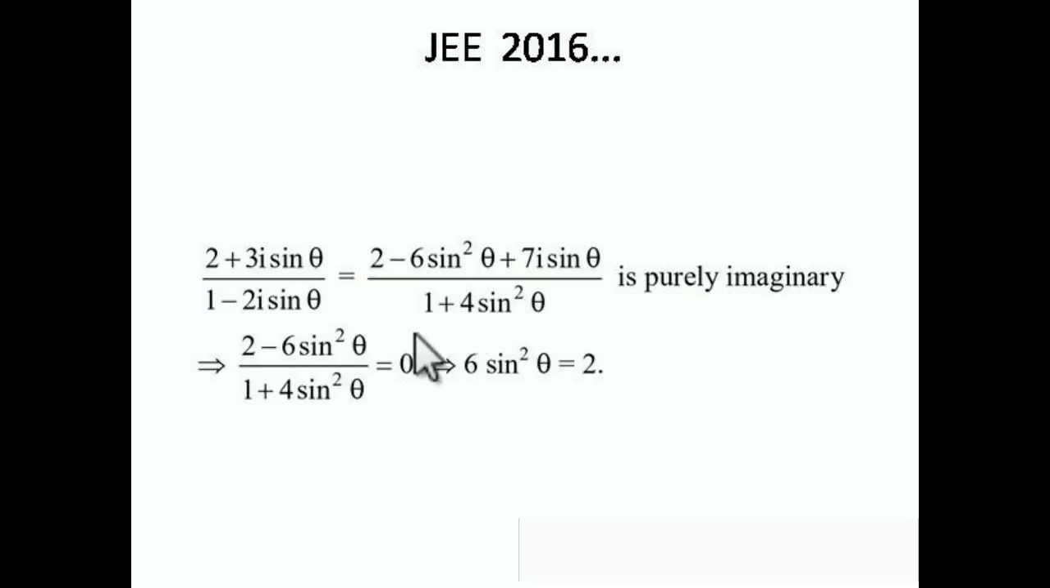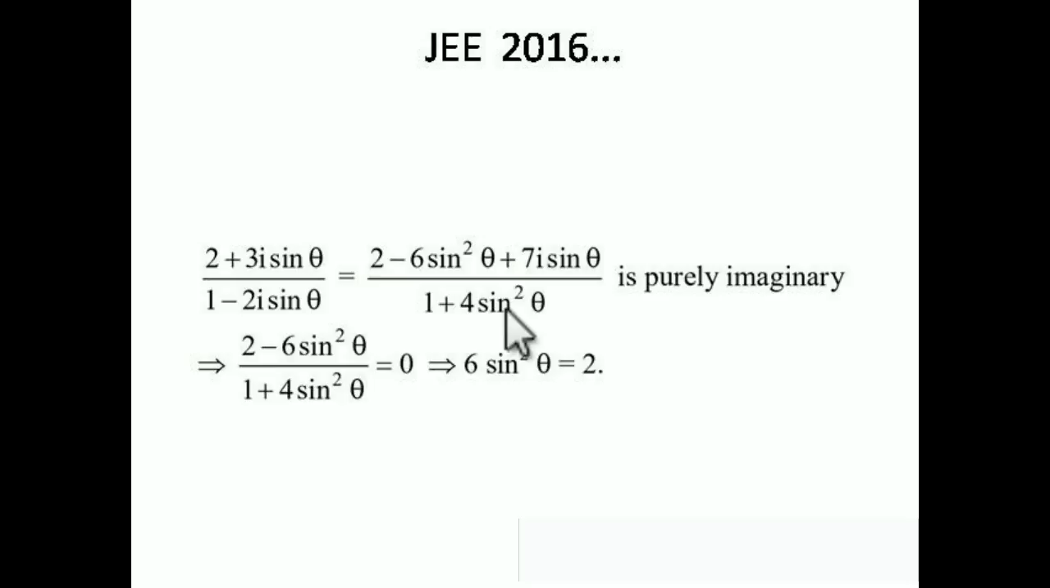So we are left with 1 + 4 sin²θ, and in the numerator (2 + 3i sin θ) into (1 + 2i sin θ), and if I simplify, I come with 2 − 6 sin²θ + 7i sin θ. Here you can see that (2 − 6 sin²θ)/(1 + 4 sin²θ) is the real part, and 7i sin θ/(1 + 4 sin²θ) is the imaginary part.